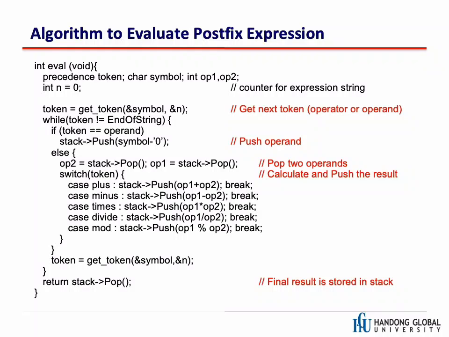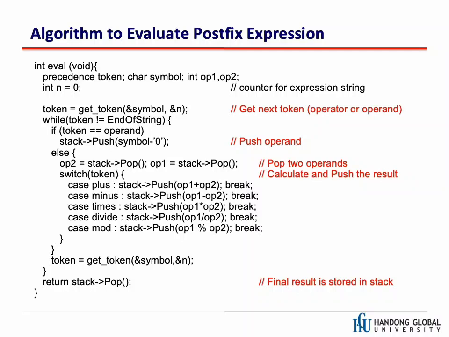So op2 will get the first one and op1 will get the second one. Don't get confused with this order. The first one should be the second operand, and the second one should be the first operand, because we are using a stack. We should not change the order of these operands, so that the first pop will return a value to op2, and the second pop will return a value to op1. Now we will check this token. In the get token function, the return value was about the operator.